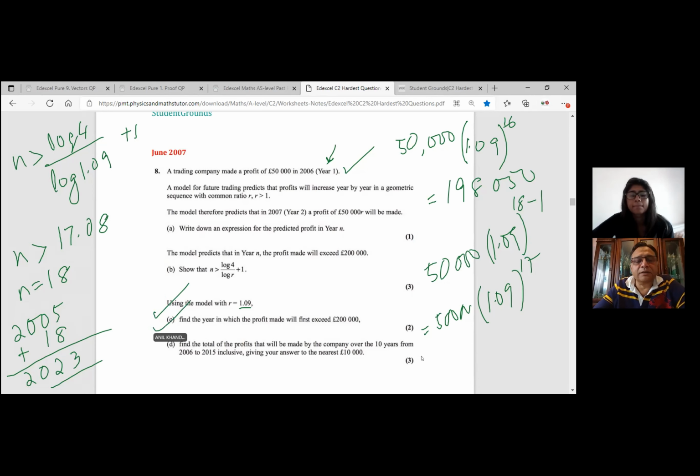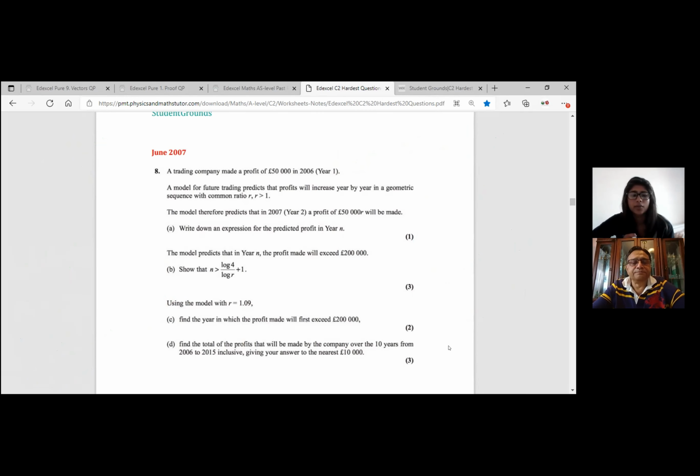Now, can you read part D, please? I'll erase all this now, okay? Okay. Right. So part D, find the total of the profits that will be made by the company over the 10 years from 2006 to 2015 inclusive, giving your answer to the nearest £10,000.